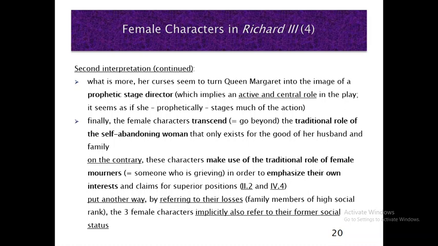And what is this last argument? The argument is that these three characters make use of this traditional role of suffering, complaining, mourning, in order to emphasize their own interests. And how do they do this? They refer to family members they lost. But interestingly, these family members are all of high social rank. And by doing so, they implicitly also refer to their own positions that they lost and they implicitly want to have back.